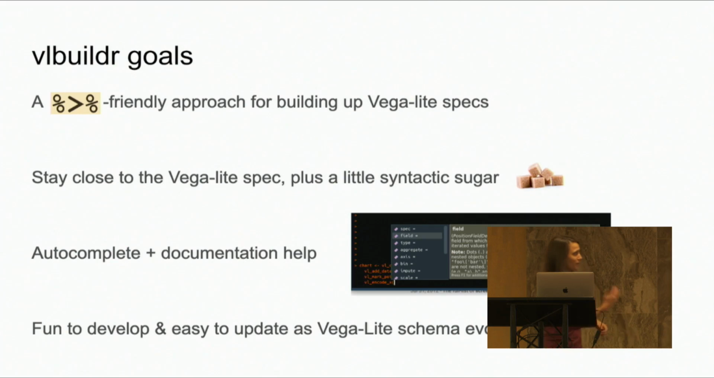And then the most important thing, well, in my mind, developing this was that it had to be fun to develop and easy to update as the Vega-Lite schema evolved. Because I learned from that other PR that if you just try to build something up manually, or that tries to match Vega-Lite, it's going to take a lot of work when Vega-Lite evolves. And I didn't want to get caught in that same bind again.